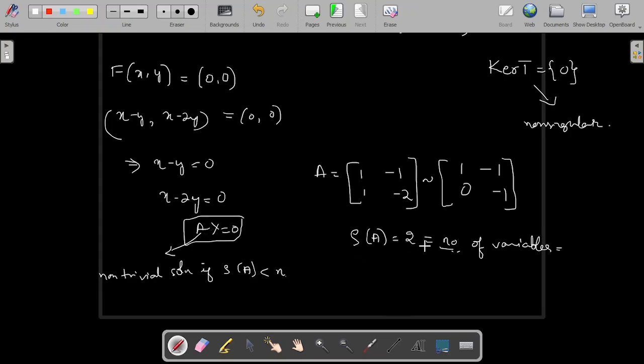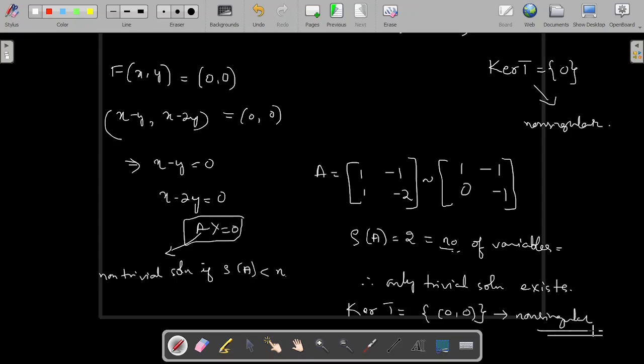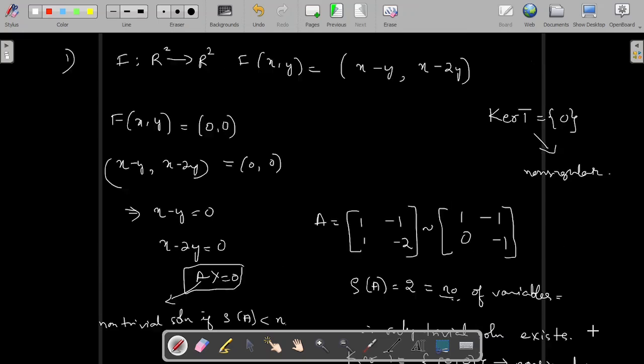Now in this case you got the rank equal to the number of variables. It should be less than the number of variables to have a non-trivial solution. Therefore, only the trivial solution exists for this system. What is the trivial solution? The 0 solution. So what is now the kernel of T? Only the 0, 0 vector maps to 0, 0. Hence, what kind of transformation is this? This is a non-singular transformation. So this is how to find out whether the given transformation is non-singular or singular.